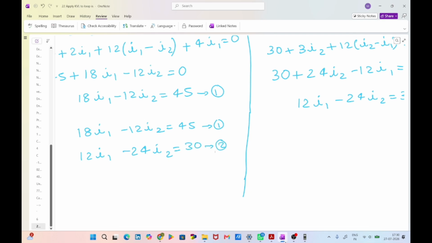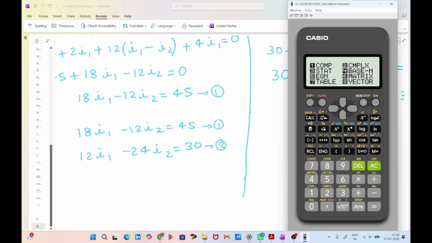So I will open the calculator. Click on mode setup and then click on equation, and it is in the form of a1x plus b1y is equal to c1. Click on 1, it is 18 equals and then minus 12 equals and then 45 equals. Here it is 12 equals, minus 24 equals, and then 30 equals, and then again click on equals.